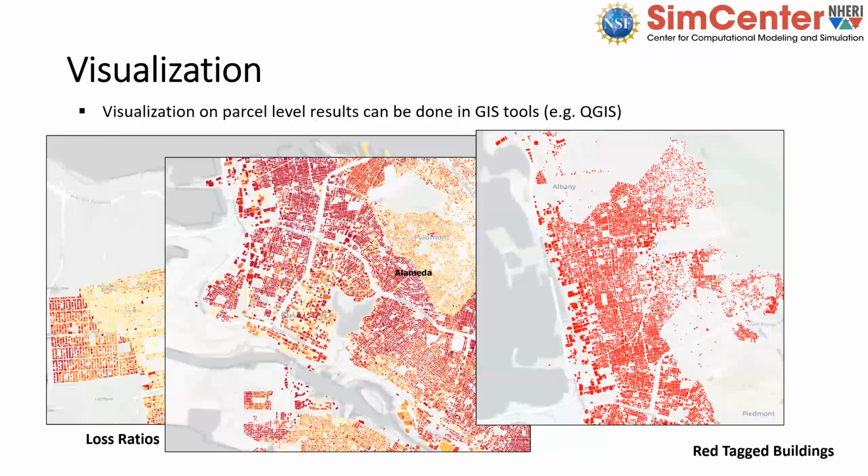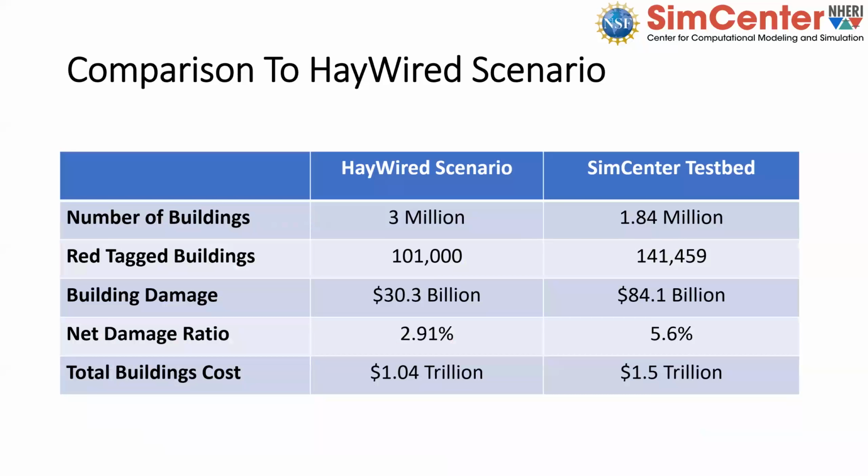This is visualized in QGIS, and the only thing I want to point out here is that the results obtained from this workflow are on the building level or the parcel level, basically. So they are fine-grained, I would say. There was another study called the Haywire scenario, and that study uses hazards for the loss estimation.